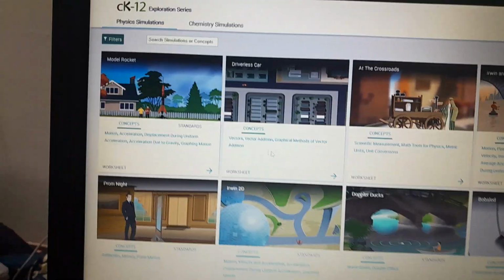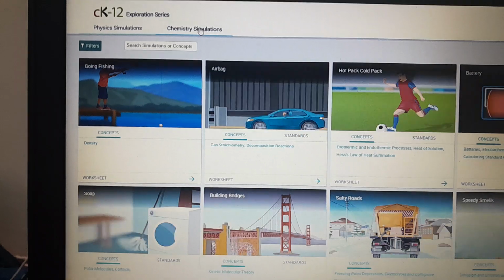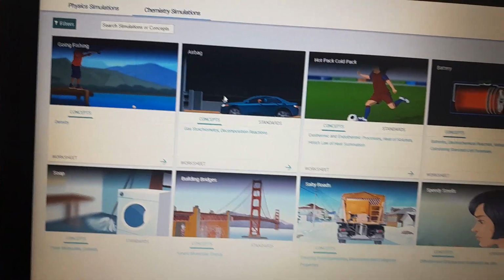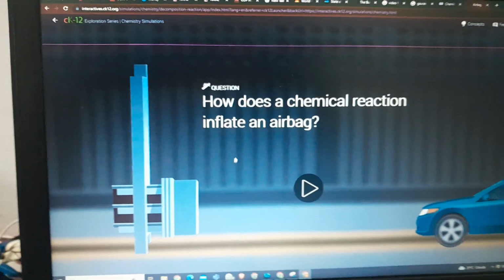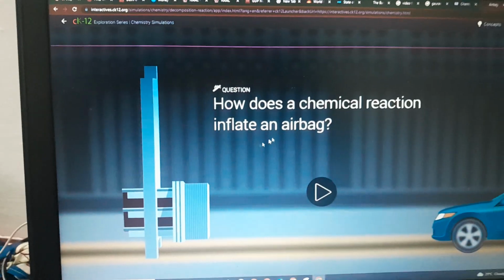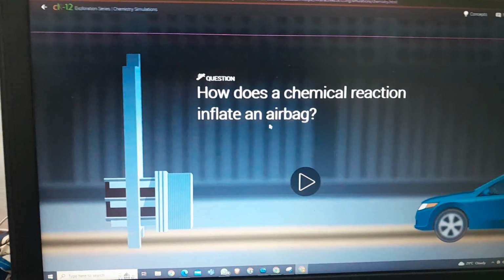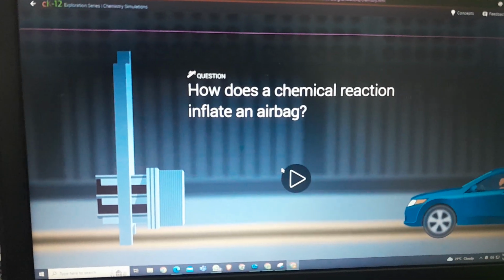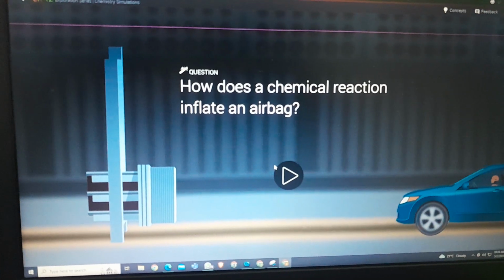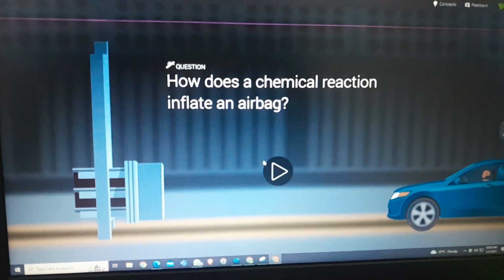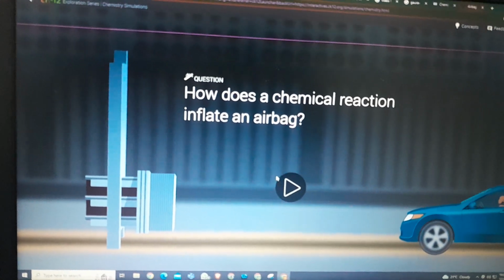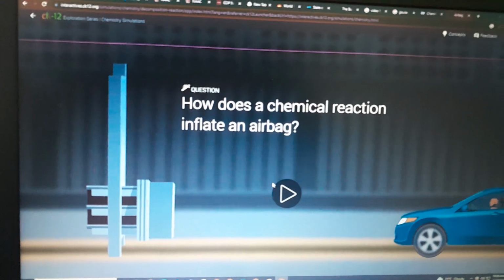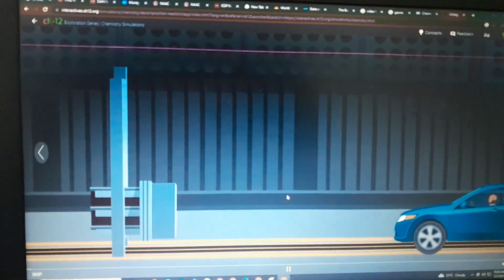So let's try the chemical simulation. Let's try this airbag one. This is based on stoichiometry. The question here is, how does a chemical reaction inflate an airbag? As we know, in cars we have airbags that inflate so that injury could be minimized and the person's life could be saved. So let's begin the simulation.